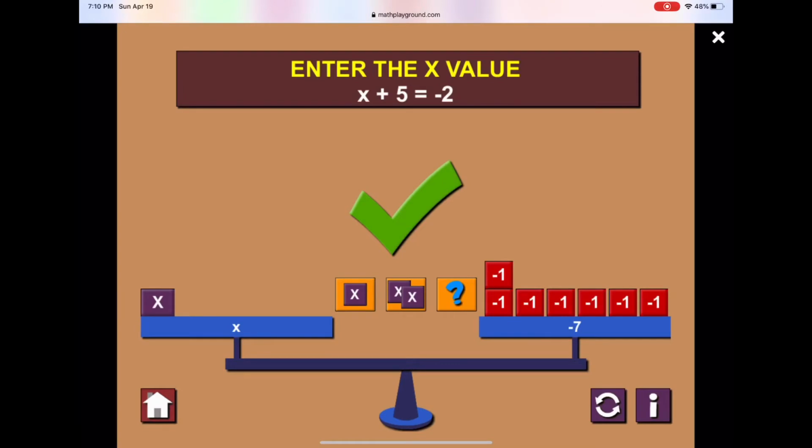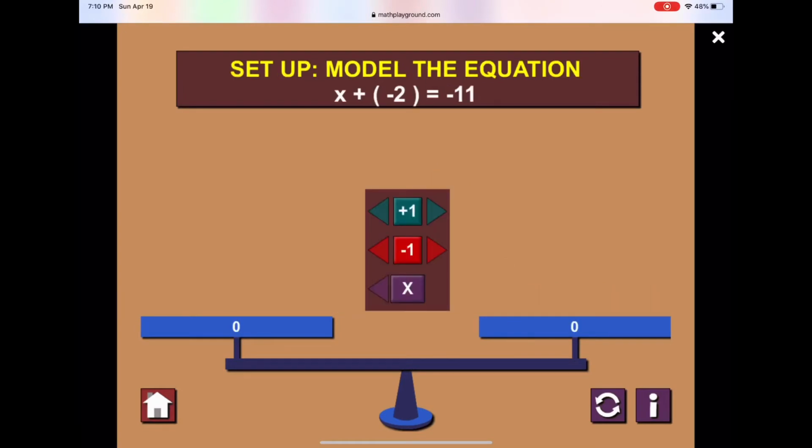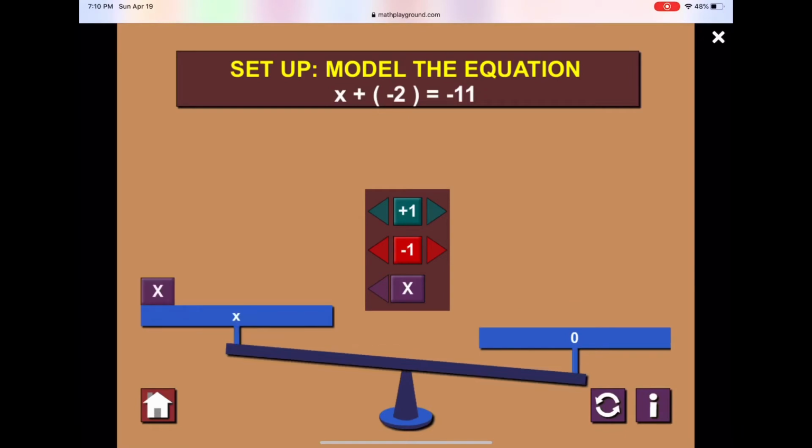Let's go ahead and do another one. Ooh, now it's different. It says X plus -2 equals -11. So on my left side, I'm going to have an X, -2. And on the other side, I'm going to have -11.